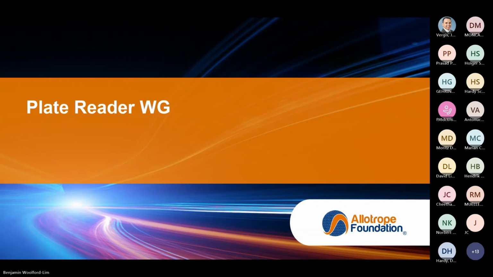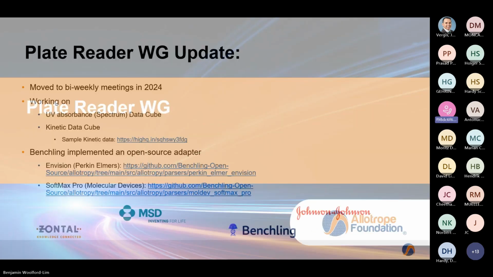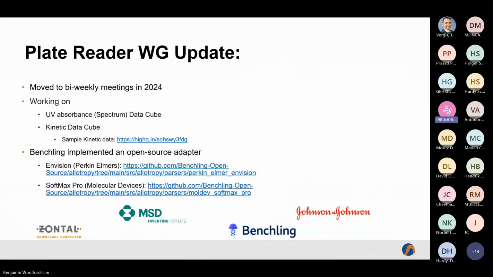Plate reader, almost there, promise, only 2 groups to go. The plate reader group has been hard at work, less hard at work because we've moved to bi-weekly meetings to free up time for all of the other groups that everyone's involved in. We've been working on the UV absorbance spectrum data cube, as well as kinetics for plate readers. As we know, Benchling's been very busy with implementing adapters. They've actually implemented 2 adapters for the plate reader model so far, one for the Envision from Perkin and one from the Softmax Pro from Moldev.